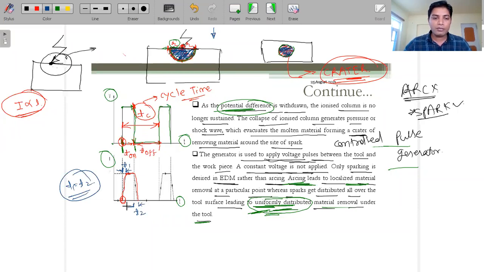And again, from here to here it is the T on time, where the power supply is on and the material is removed, and this is the T off time. Okay, this is T on and this is T off. So this is the total cycle time. This is TC, the total, not for one spark. This is the cycle time.